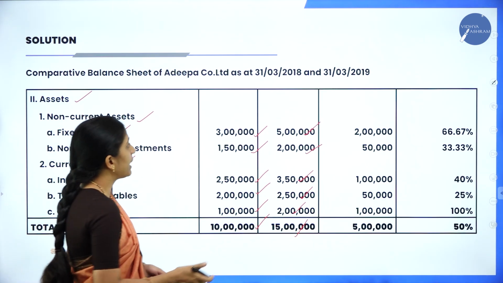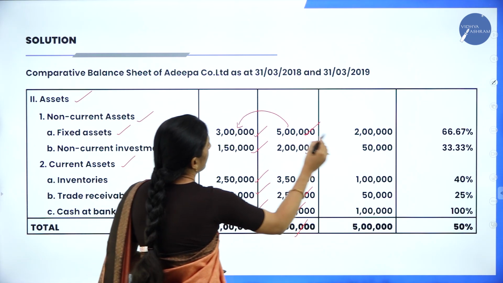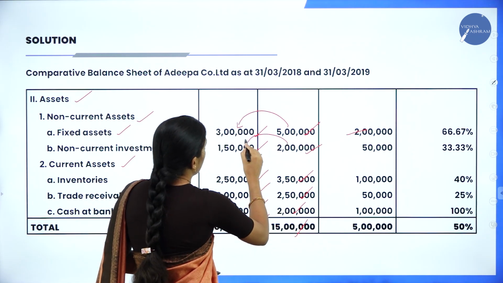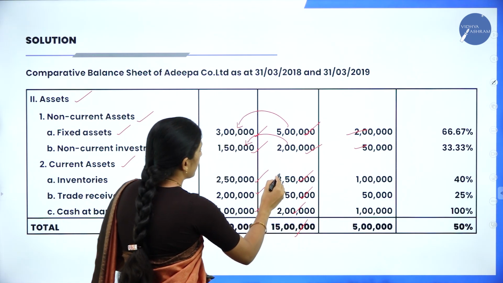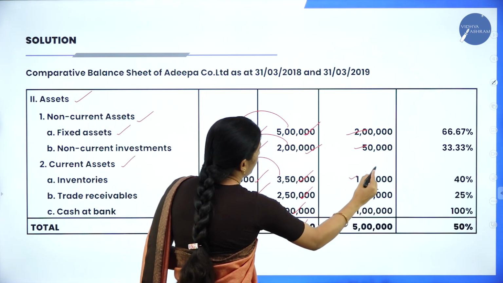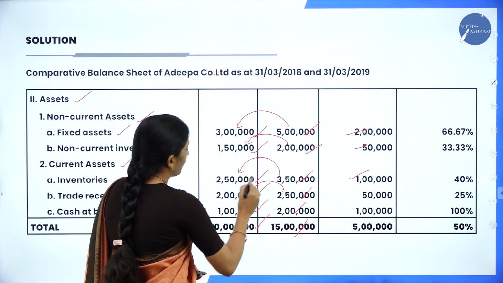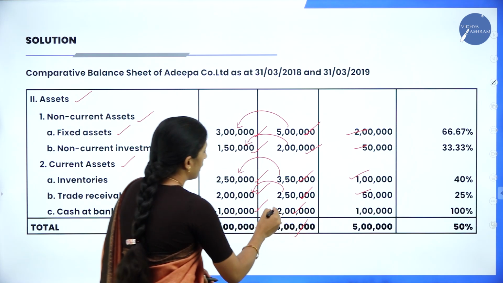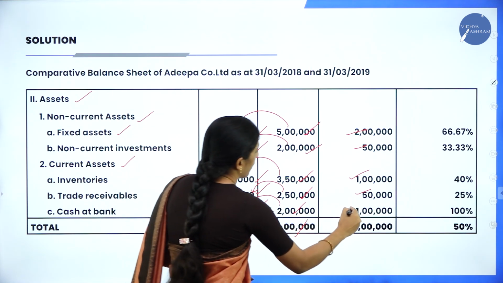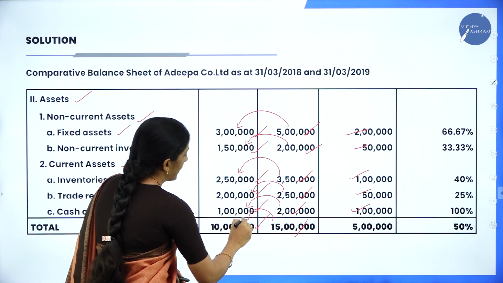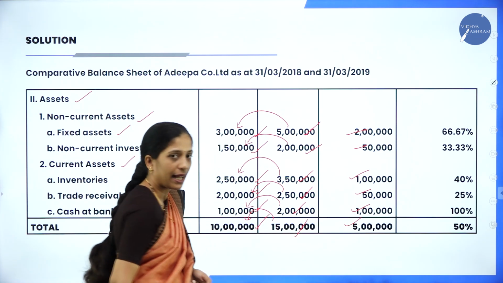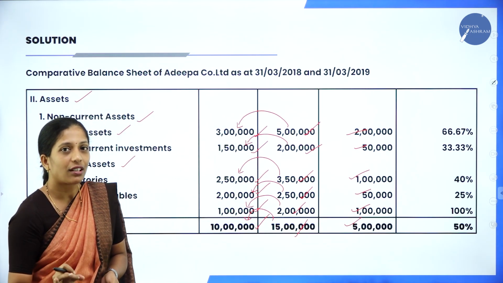In the same way, come to the liabilities. 5 lakh minus 3 lakh, 2 lakh. 2 lakh minus 1 lakh 50, 50,000. 3 lakh 50 minus 2 lakh 50, 1 lakh. 2 lakh 50 minus 2 lakh, 50,000. 2 lakh minus 1 lakh, 1 lakh. 15 lakh minus 10 lakh, that is 5 lakh. So, hope you are clear about the third column.